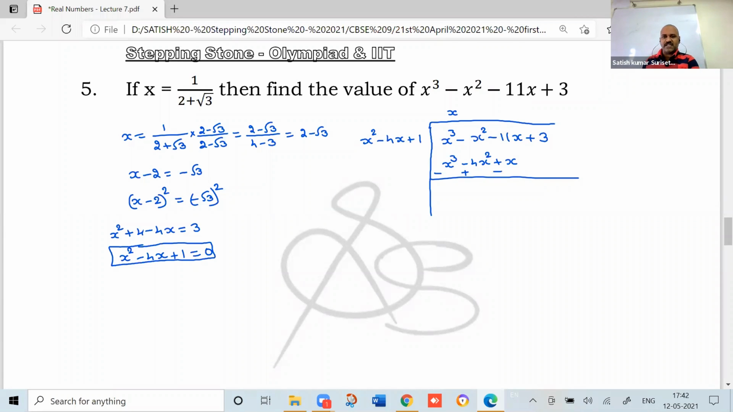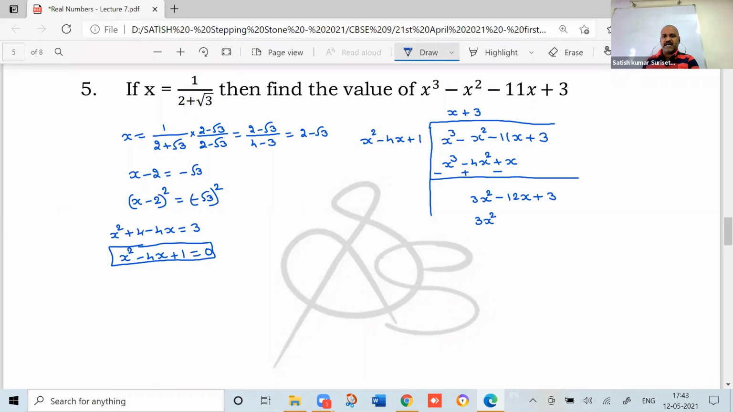Minus x square plus 4x square, that is 3x square. Minus 11x minus x, so minus 12x plus 3. Now here 3x square is there, here x square is there. So multiply with plus 3. So 3 into x square, 3x square, minus 3 into minus 4x, so minus 12x. 3 into 1, plus 3. Subtract. So minus plus minus. So all terms get cancelled.